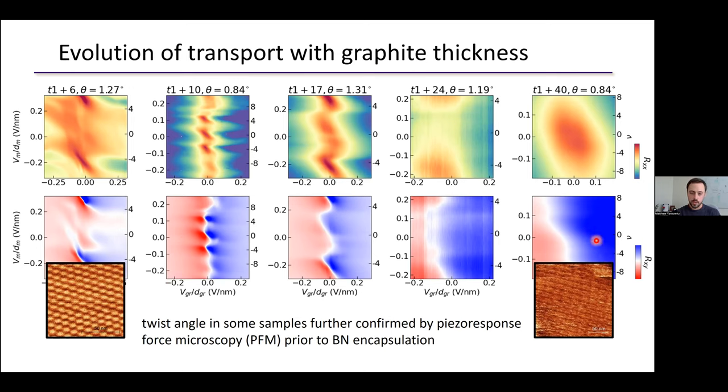We've independently confirmed the twist angle in some of these by performing piezo response force microscopy prior to encapsulating the BN. So we do PFM on the monolayer sitting on the bulk. So we get an independent measure of what the twist angle was before encapsulating. And at least for these two samples, it's very closely matched. So that gives us confidence that these oscillations are actually coming from some Moire.